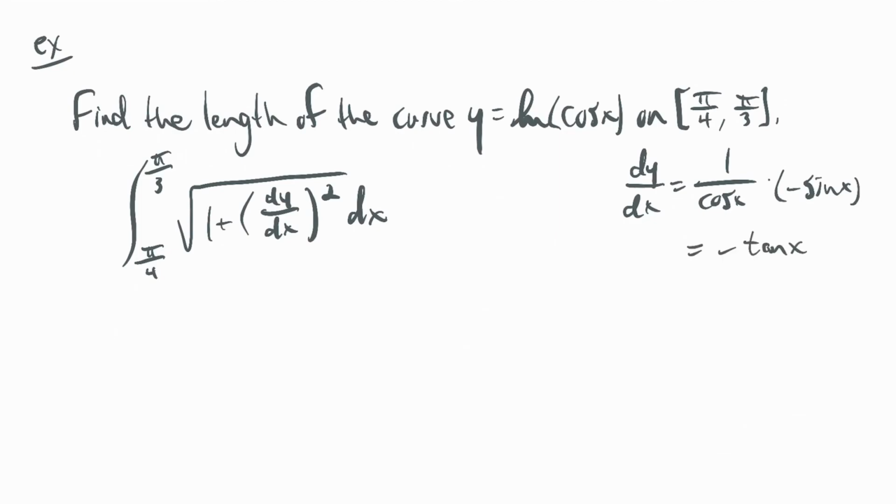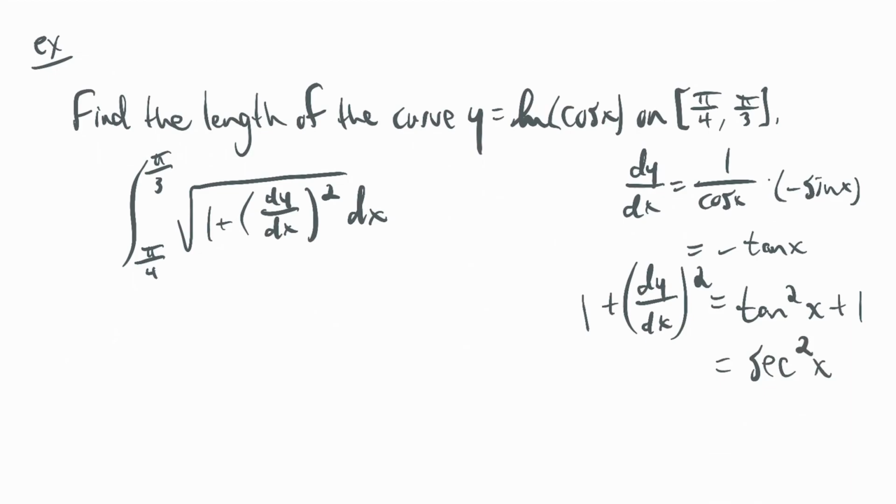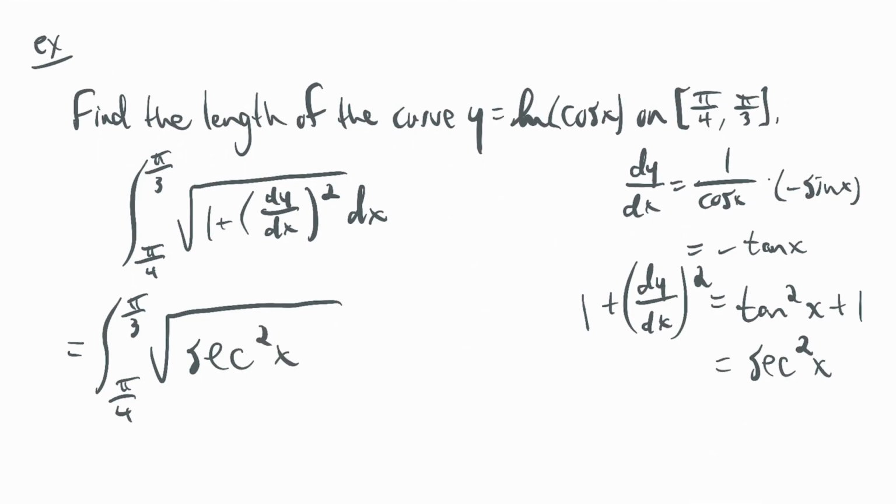Okay, so if you square that, dy/dx squared, well, we'll just have tangent squared. And if you add 1 to that, we get secant squared x because of the Pythagorean identity, tangent squared x plus 1 equals secant squared x. So this equals the integral from pi over 4 to pi over 3 of the square root of secant squared of x. This is something we probably could have done in an earlier video, but it fits nicely here because of the frequency of the usage of trig identities.